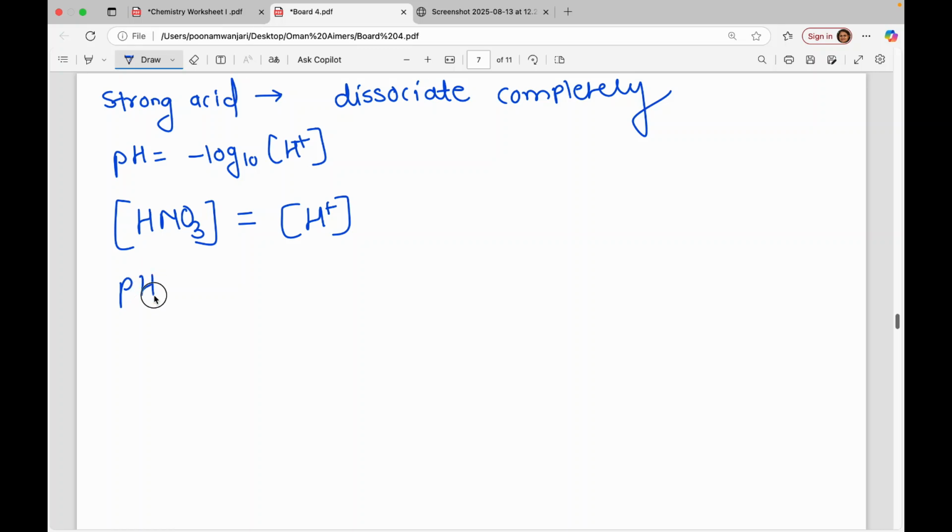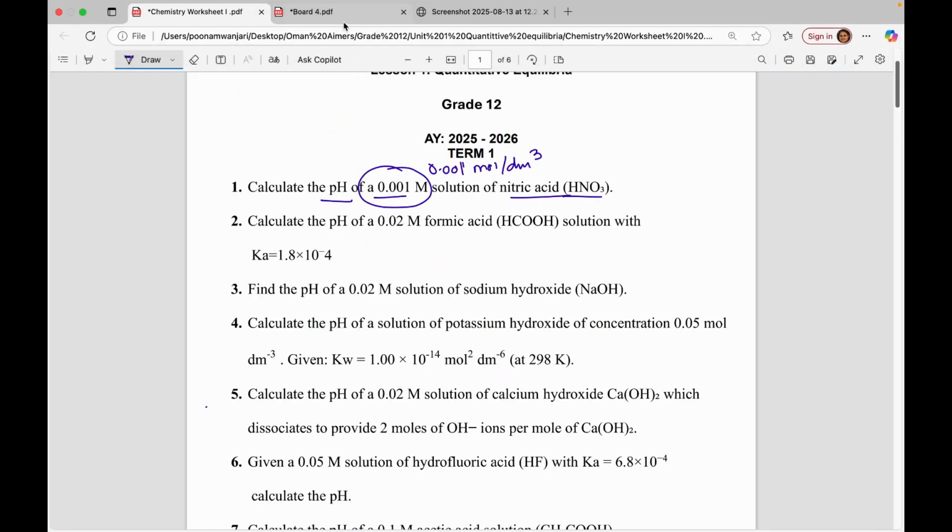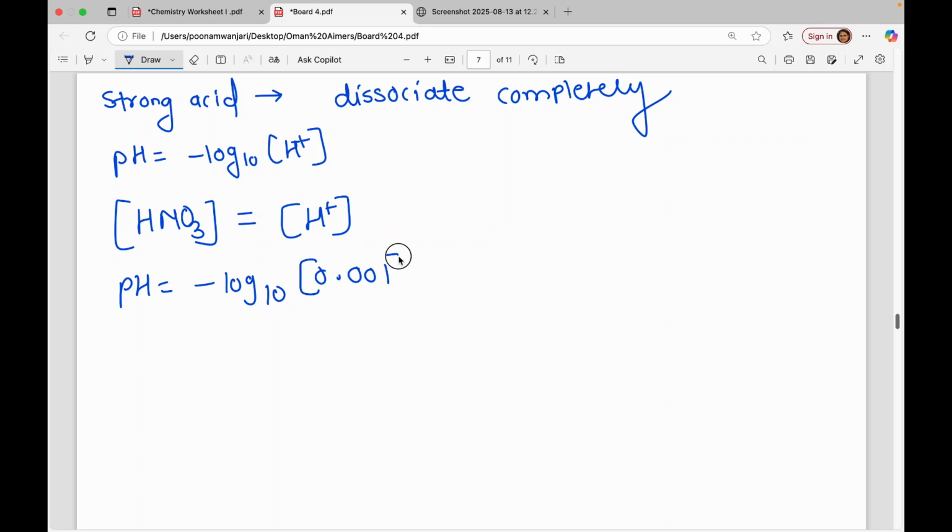So put this value in negative log 10, 0.001. Put it directly into the calculator, student, and you will get the answer. So my answer is pH 3. So in this way, if a strong acid is there, you need to use the direct formula, because the concentration of the given acid is equal to the concentration of H plus. Now coming to the second problem.